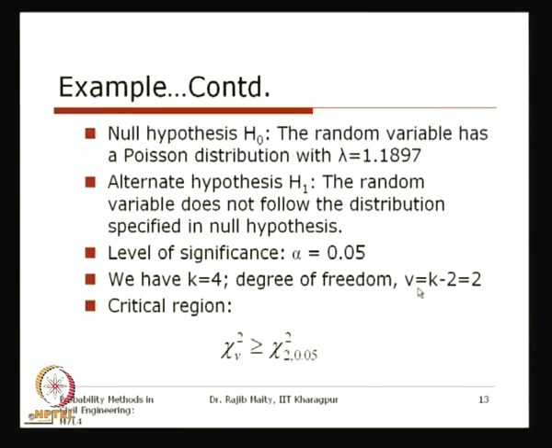So, the degrees of freedom here is k minus 2. k minus 1 is from there, and one parameter we have estimated. So, it is k minus 2, and the degrees of freedom is 2. So, the critical region here is the chi-square distribution with 2 degrees of freedom at alpha equals 0.05.